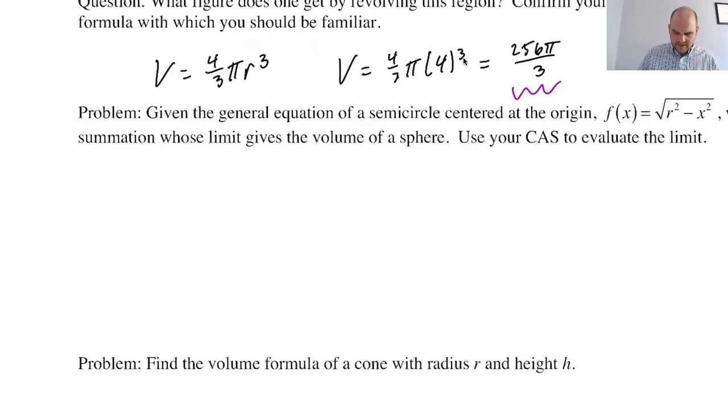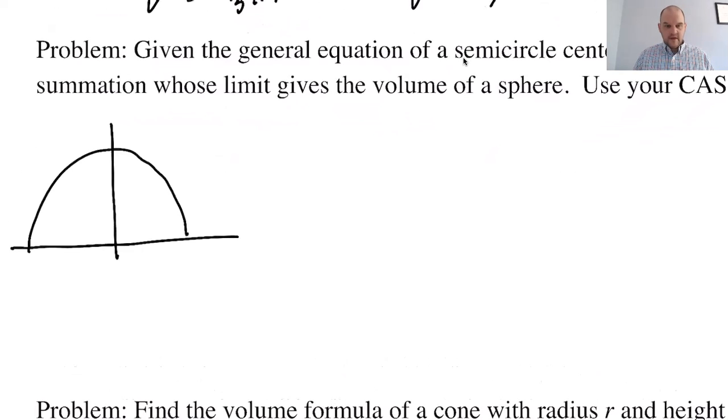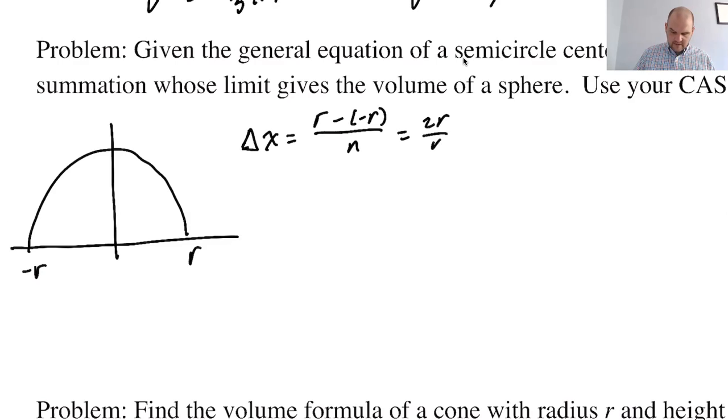So I'm going to start with a picture. It's basically the same problem over again that we just did. So we're here, and this is negative r, and this is r. So my delta x is going to be r minus negative r over n, so it's going to be 2r, the diameter, over n. X sub i is going to be where we start, which is negative r, plus i times delta x, so I'm going to write 2r over n. I put the i in front, so i times 2r over n.